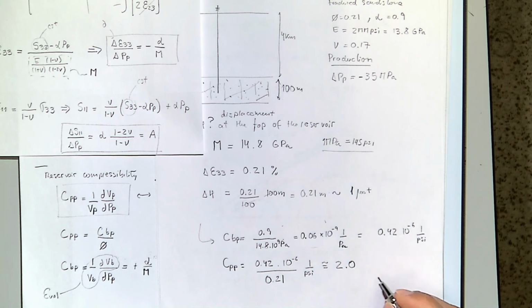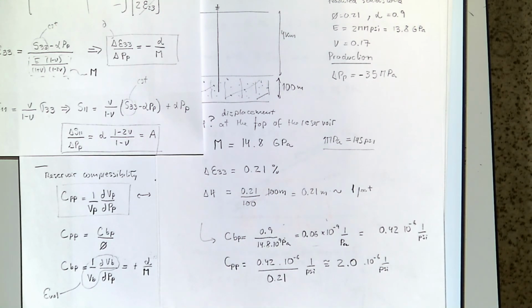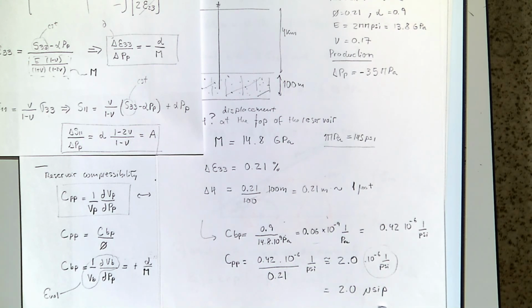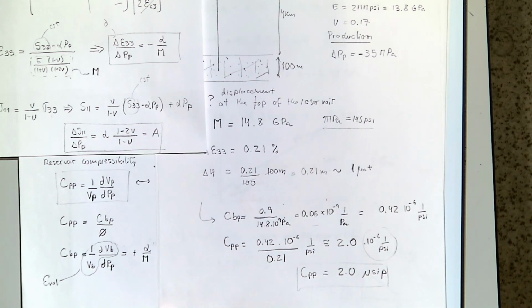So this is about 2.0 times 10 to the minus 6, 1 over PSI. That seems like a very odd unit. So usually what is done in this case is this thing is called a microsip. You see it's more or less like PSI inverted. So 1 over PSI, the inverse of PSI, is called a sip. So it's a microsip, and this is the pore compressibility that in this case you will use for this rock.